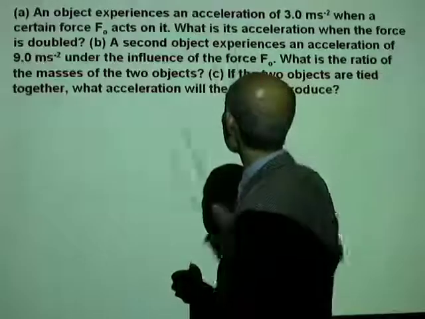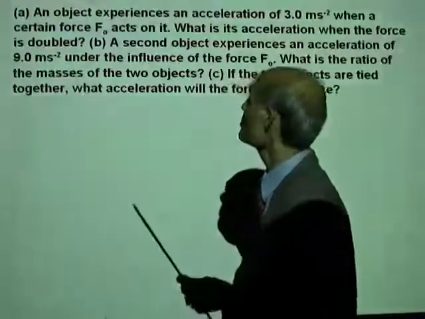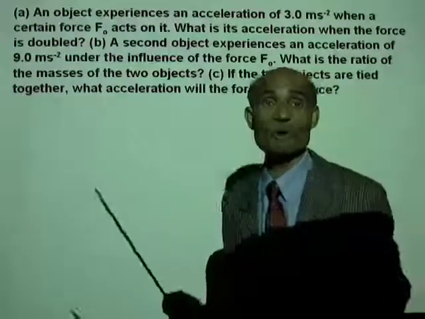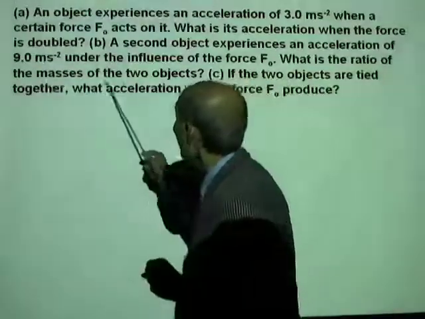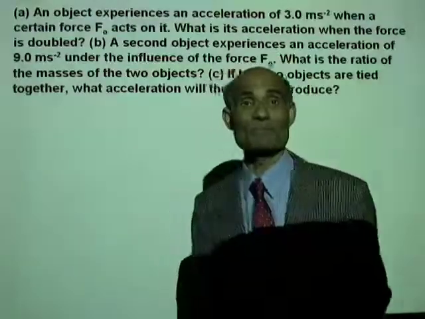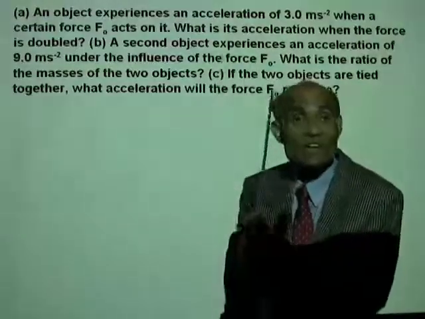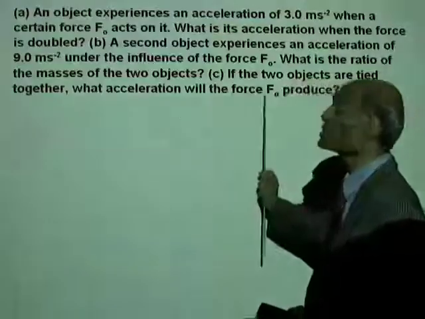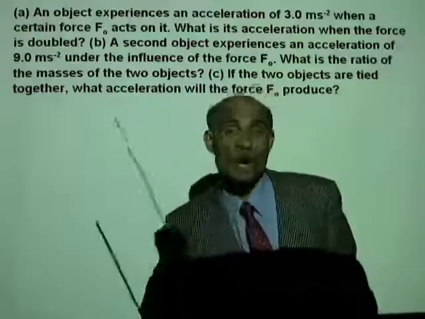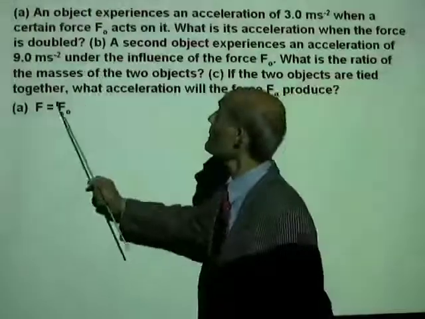B, a second object experiences an acceleration of 9 meters per second squared under the influence of the same force F0. What is the ratio of the masses of the 2 objects? Well, that's a very good one. And C, if 2 objects are now tied together, what will be the acceleration if the same force F0 is used on the combination? Alright, let's start with the data.